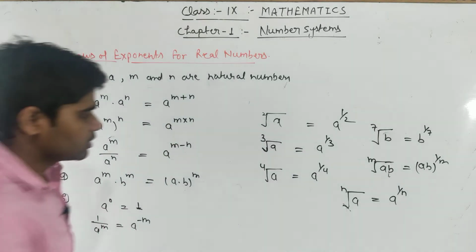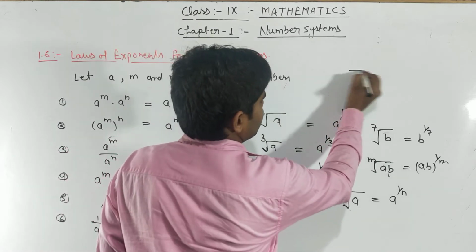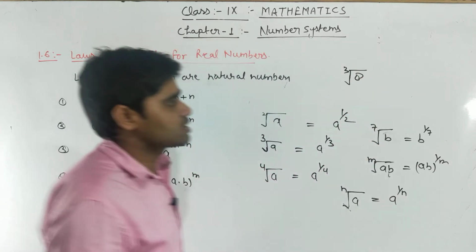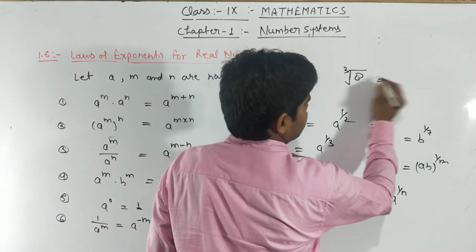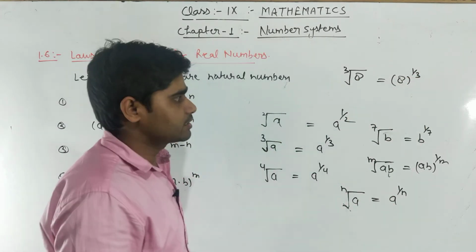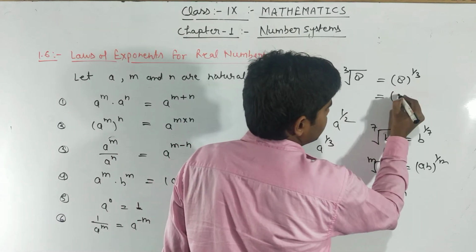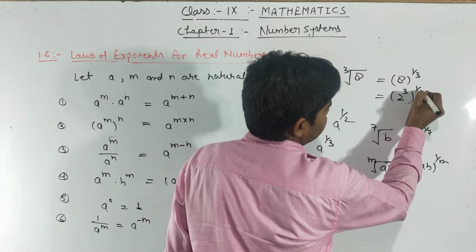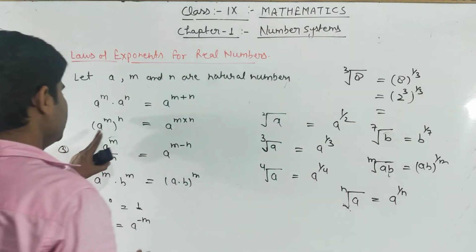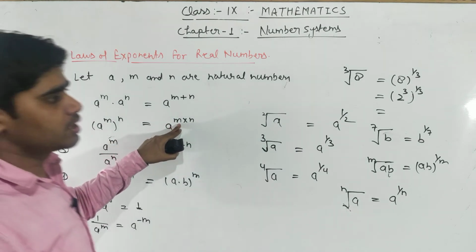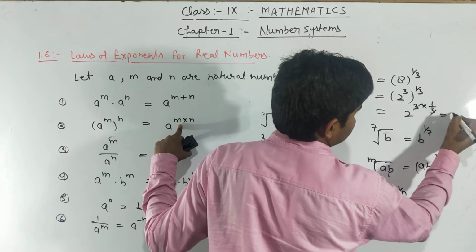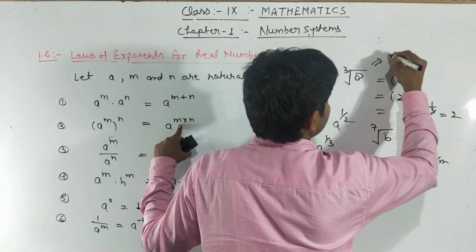What is the value of this one? Let's suppose here 3, here 8. What is the value of this one? See, you can write this in this form, 1 by 3. And what is the value of 8? 8 you can write as 2 raised to the power 3, power 1 by 3. A raised to the power m raised to the power n, identity this one. So a raised to the power m into n. So 2 power 3 into 1 by 3. 3 cancel. Answer is 2. So the value of this one is 2.